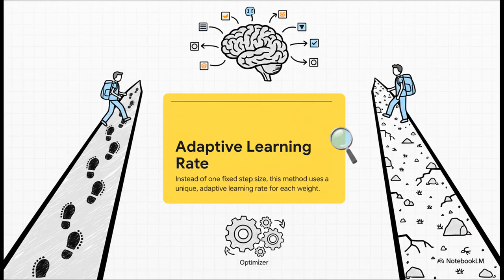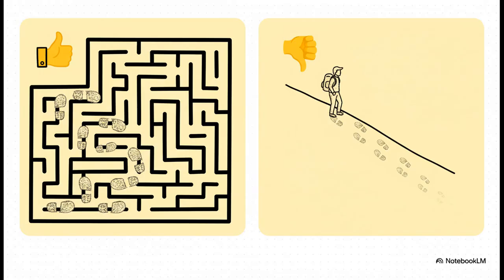Think about it. If the path ahead is steep and smooth, our hiker can take these huge, confident leaps forward. But if they hit a patch of loose, rocky ground, they'll shorten their stride, taking smaller, more careful steps. It adapts.